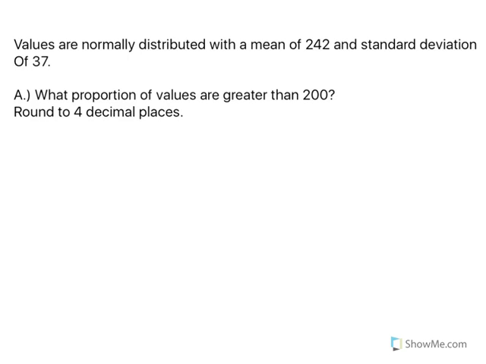Values are normally distributed with a mean of 242 and a standard deviation of 37. First question, what proportion of values are greater than 200? Round to 4 decimal places. We're asking for the proportion, probability, percent, all using a table and all needing a z-score.